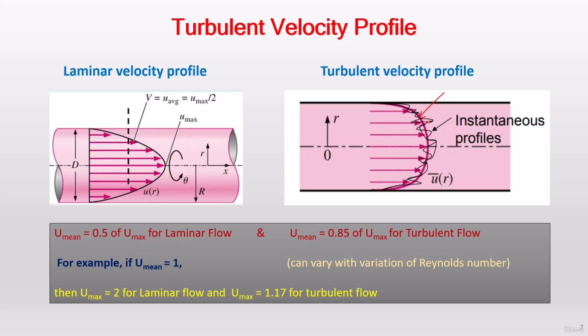Okay. So what does it mean? It means that the mean velocity might stay the same, but the changes from the mean velocity profile will always be different. That's the nature of turbulent flow.